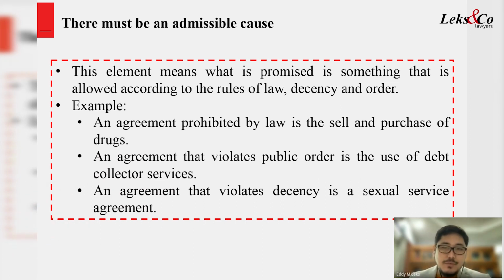An agreement prohibited by law is, for example, the sale and purchase of drugs. It is prohibited by law. So the cause is forbidden. You cannot. It's null and void. You don't need to go to the court to request a decision that this is null and void. It doesn't make any sense, right? Even though it doesn't hurt to do that, I don't think it's logical. If it is null and void because it is against the law, of course it should be considered null and void without any involvement of the court.